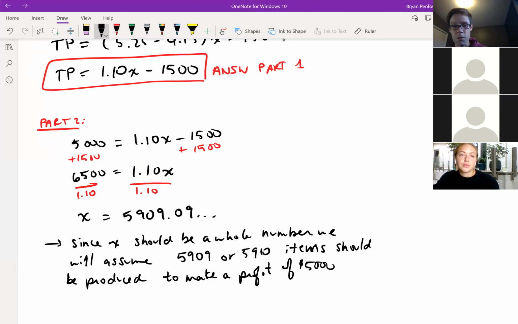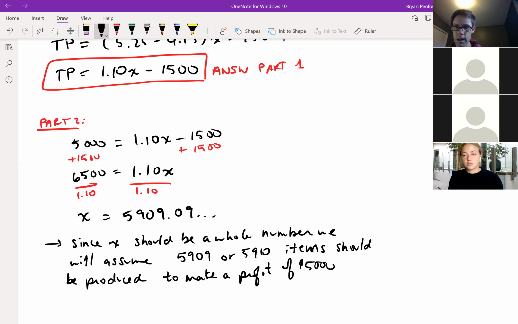Jason has asked us, should I round up all of my answers? And please don't do that. We're rounding in this particular instance because X is the number of items, and I can't sell 0.09 of an item. So it makes sense in this instance to round, because I need to get a whole number of items. That's why we're doing a little bit of adjusting in this question. In general, I would like you to keep most of your answers to 2 decimal places of accuracy.